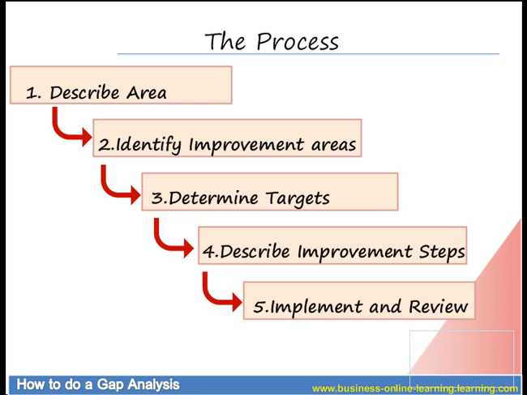The process is easy. You describe the area that you are dealing with. You identify the areas that you would like to improve. For those areas that you want to improve, you determine the targets. This is the gap analysis, the difference between stage 3 and stage 2, in that you describe the improvement steps between the two. Finally, you implement, but be sure to come back and review the progress of these improvement steps.